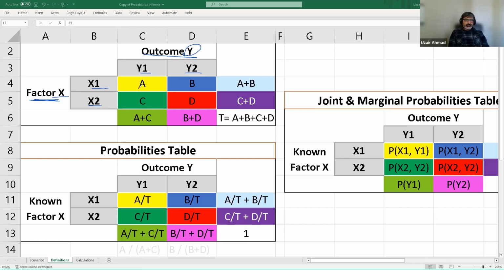Now in these cells, we count how many times we see X1 with Y1, how many times we see B with Y2, how many times we see this and this together. That means on the margins of this table, we will have sum of A plus B, C plus D. On here, A plus C, B plus D.